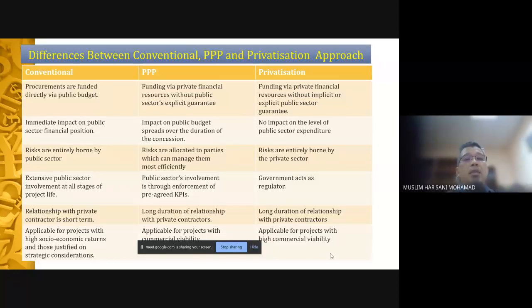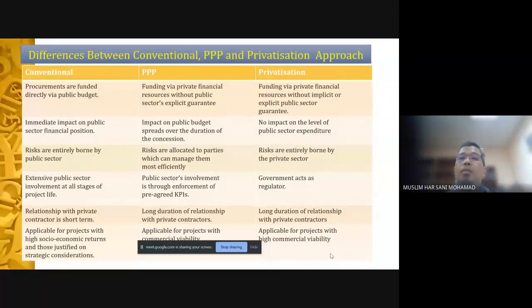Second, immediate impact on public sector financial position because of use of public fund. And the PPP impact on public budget spreads over the duration of concession. Take the case of PFI, so basically the government has to pay like a rent over the periods of concession. If it is 30 years, over 30 years. In the case of toll, all these expressways with tolls, there's no direct impact on government money.